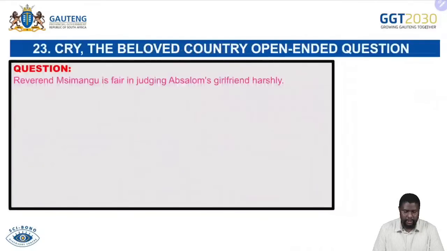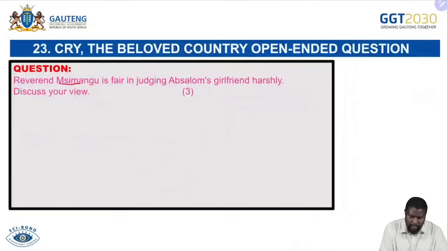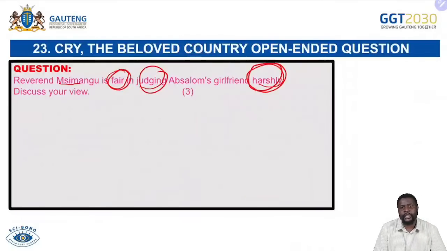Here's an example question. Reverend Msimango is fair in judging Absalom's girlfriend harshly. Discuss your view. This is an example of an open-ended question. Looking at the information you have about the novel, Cry, the Beloved Country, is Msimango fair when he judges Absalom's girlfriend harshly? He is harsh in his judgment of Absalom's girlfriend. Now, is that fair?